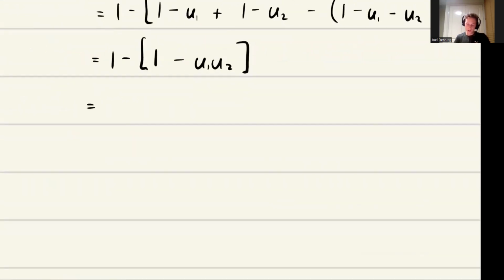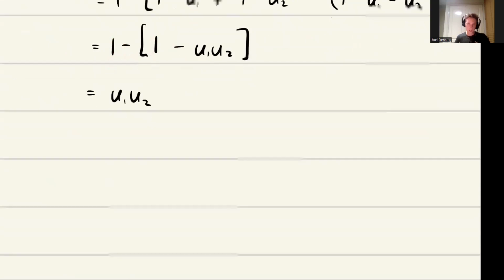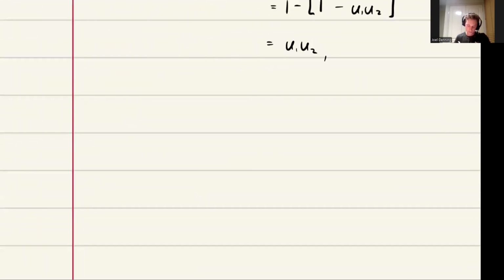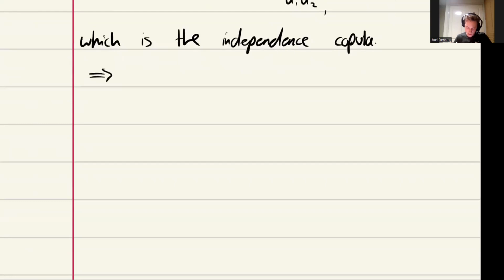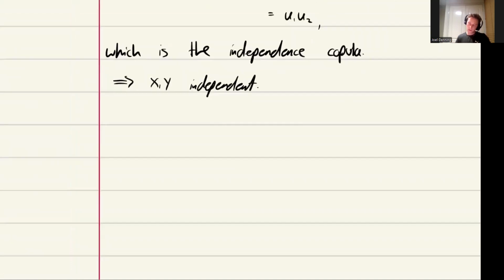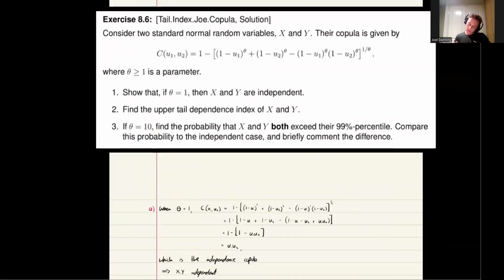And then once we expand this final bracket, 1 minus 1 will disappear. Minus minus u1, u2 becomes u1, u2, which is exactly what we wanted, right? Which is the independence copula. So that implies that x and y are independent. Okay. On to part B.